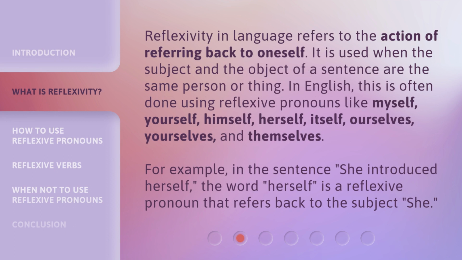Reflexivity in language refers to the action of referring back to oneself. It is used when the subject and the object of a sentence are the same person or thing. In English, this is often done using reflexive pronouns like myself, yourself, himself, herself, itself, ourselves, yourselves, and themselves. For example, in the sentence, "She introduced herself," the word "herself" is a reflexive pronoun that refers back to the subject, "she."